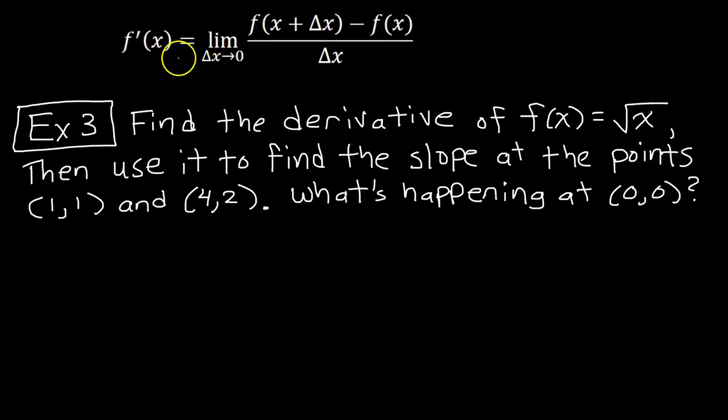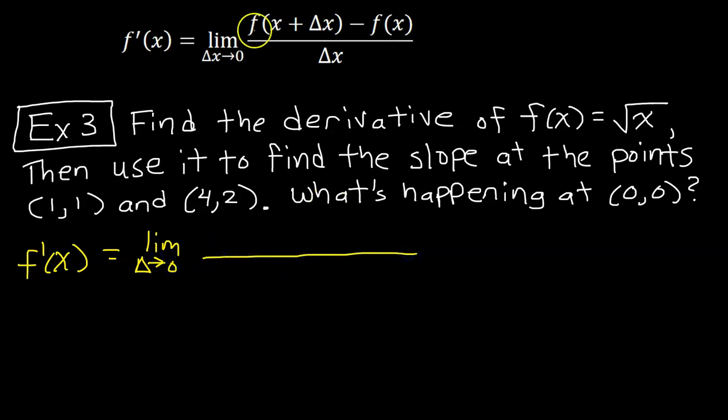So here's that definition of derivative for reference. You should probably memorize this. f prime of x equals the limit as delta x approaches 0 of f at x plus delta x. The function is the square root of x, so this means we're going to take the square root of x and substitute in x plus delta x. So here is x plus delta x.